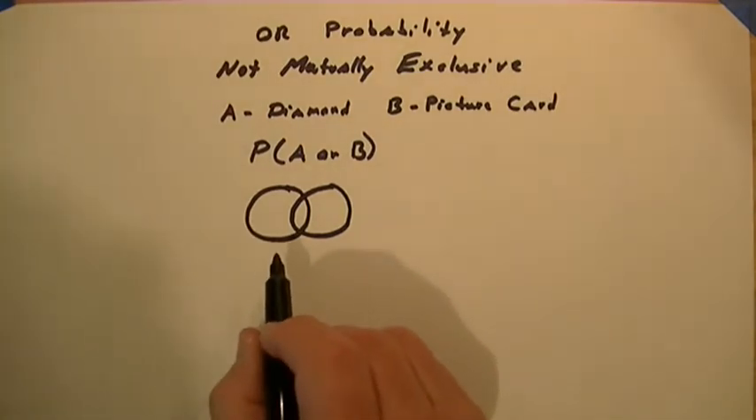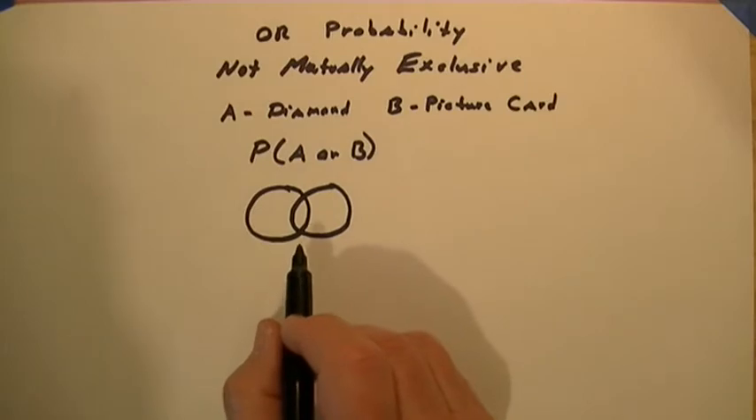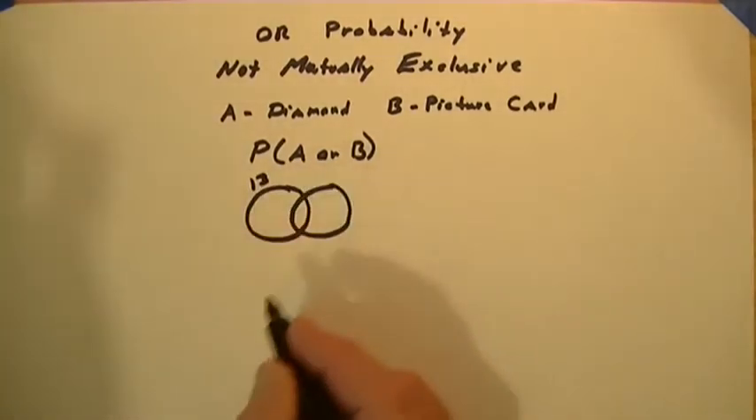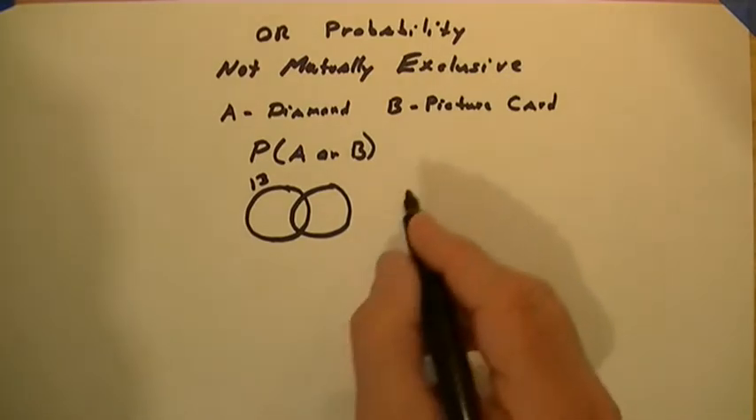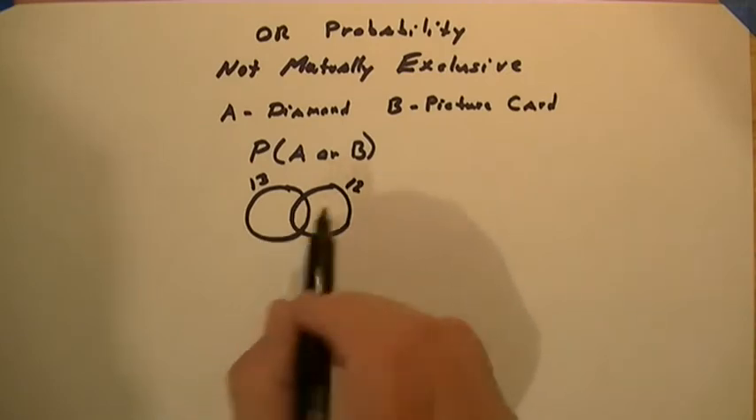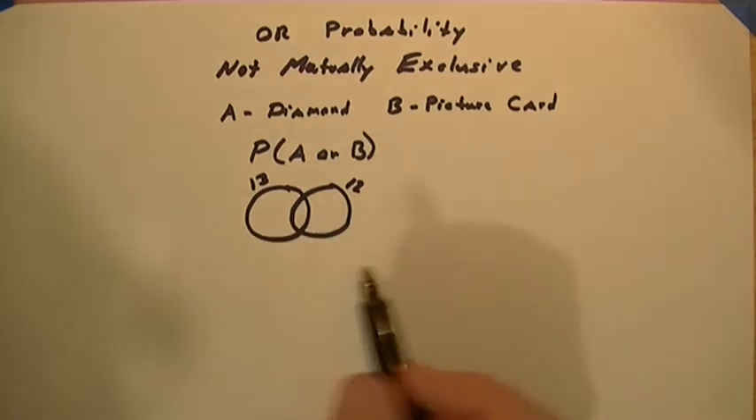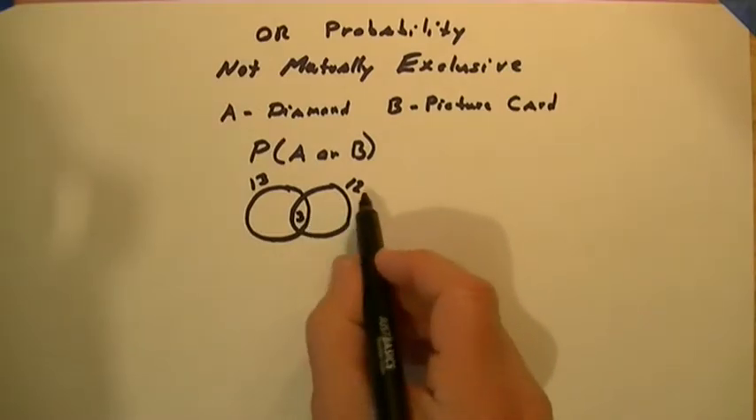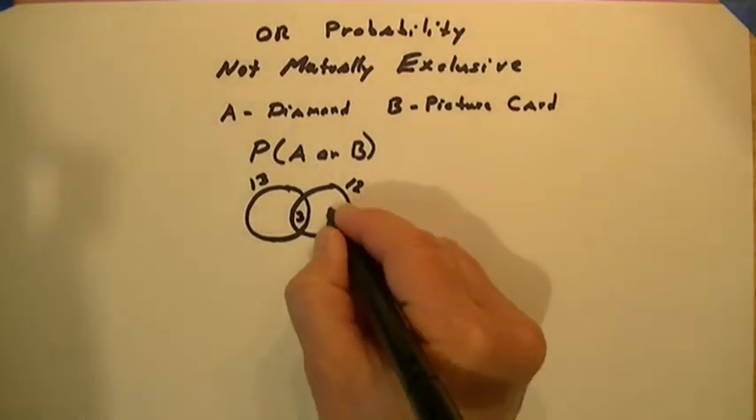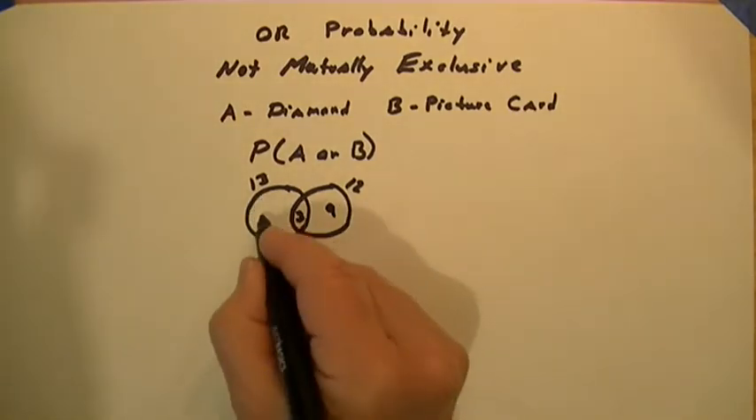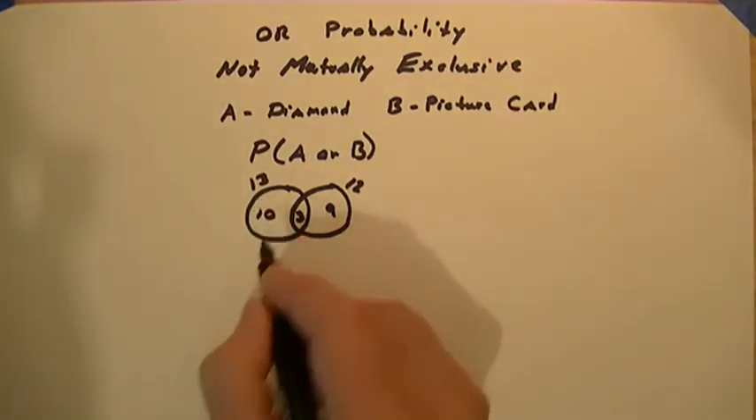If we look at the number of diamonds, there's 13 diamonds. How many picture cards are there? There's 12. But there's 3 cards that are picture cards and diamonds, right? So in the middle we've got 3. Now that means if we subtract, we've got 9 cards over here and we've got 10 cards over here.